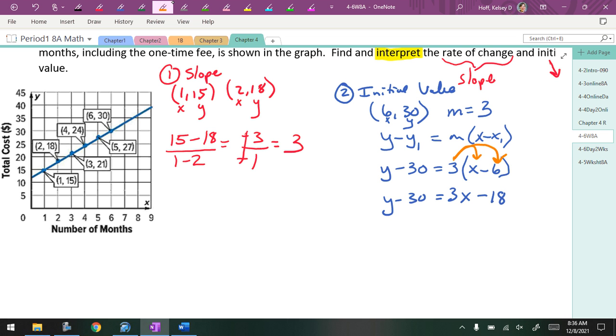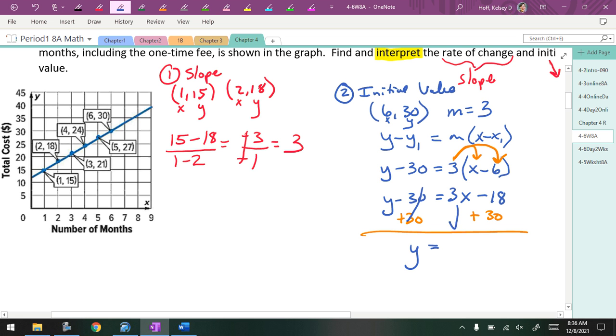Then we have to get y by itself. How am I going to get y by itself? I need y by itself. How do I get rid of negative 30? Add 30 to the other side.